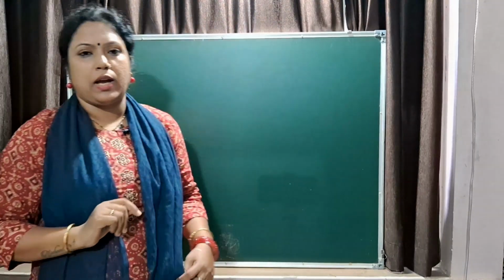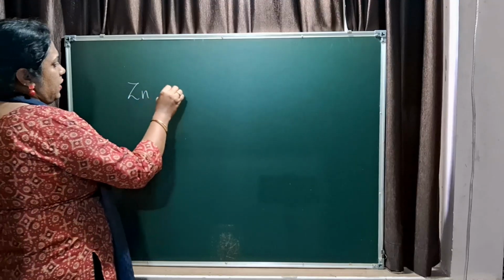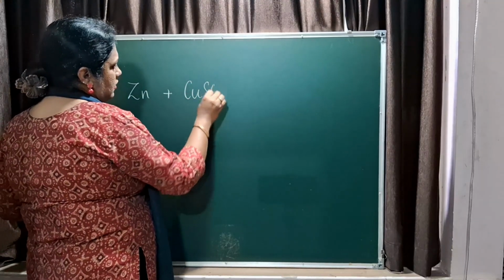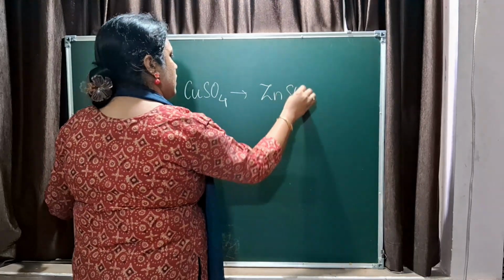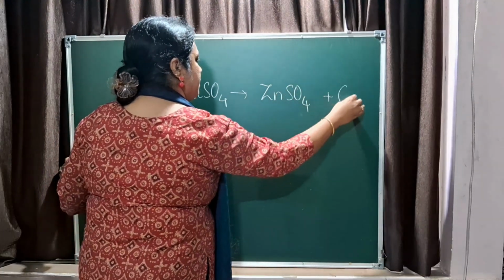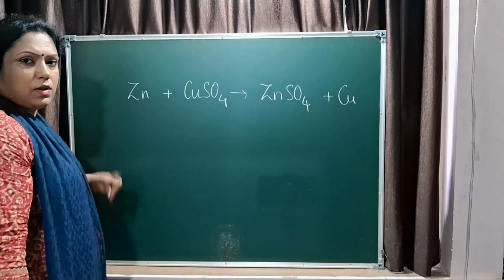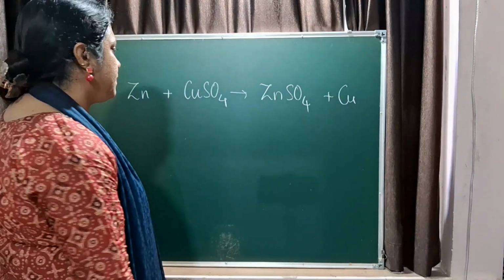I will give you one more reaction. You have to just pause the video after you see the reaction. Take 1 minute and tell me which one is getting oxidized and which one is getting reduced. I will give you the answer after that. Okay, so you just check yourself. Now the question is, zinc reacts with copper sulfate to form zinc sulfate plus copper, right? Pause the video and check.